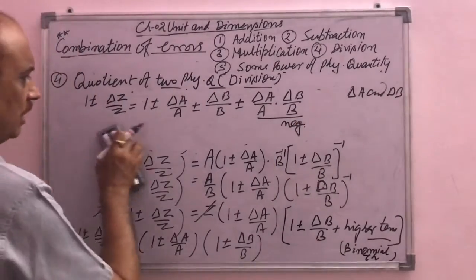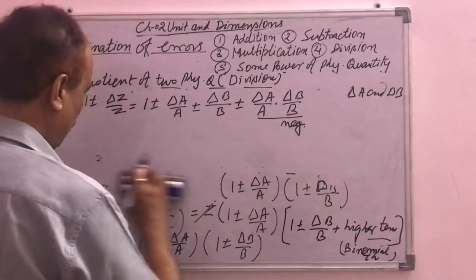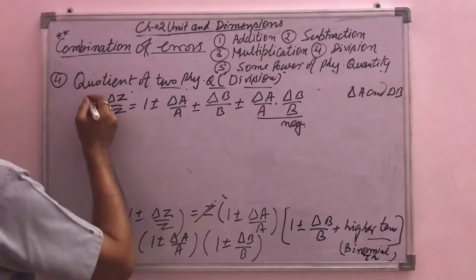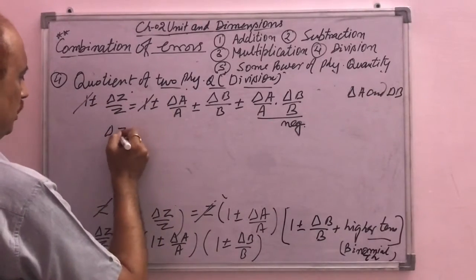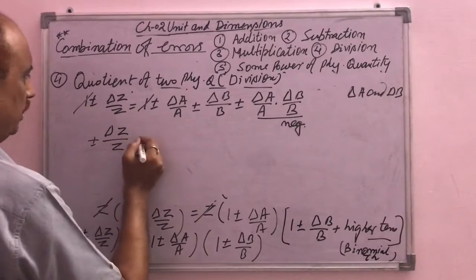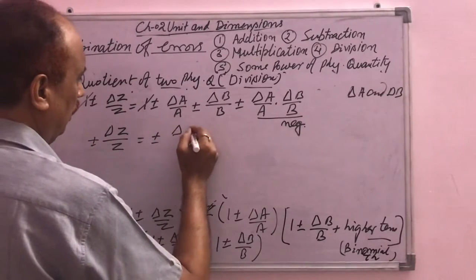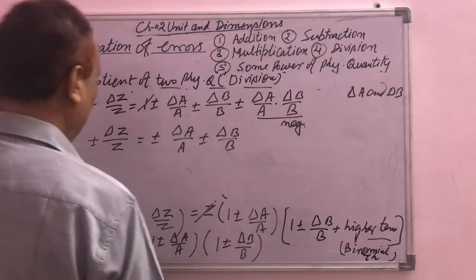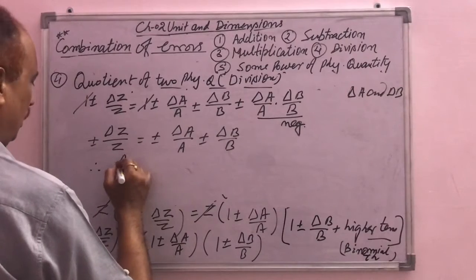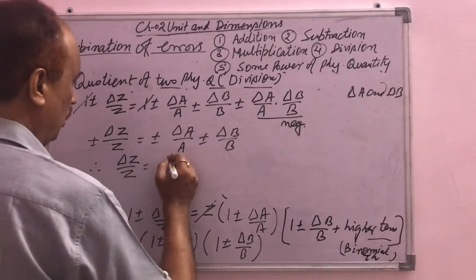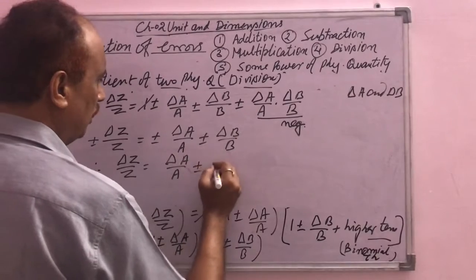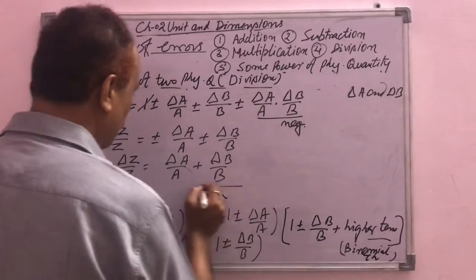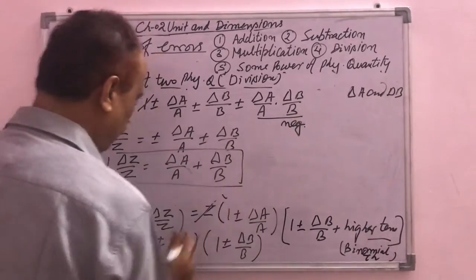So when the term is neglected, the next expression can be written like this, and 1 cancels out by 1. So delta Z upon Z, plus minus, equals plus minus delta A upon A and plus minus delta B upon B. Now the result can be written as delta Z upon Z equals delta A upon A plus delta B upon B.